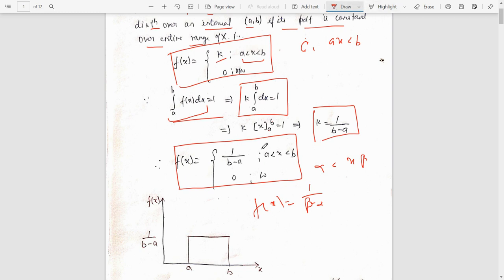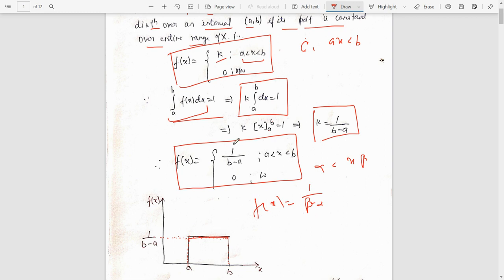And why is this distribution called a rectangular distribution? Because when you plot the graph from a to b, the entire distribution is defined to be this one number, 1 by b minus a. At point a we have this value, and over the whole given limit we have the same value. So when you plot it, you just see a rectangle. That's why it's called a rectangular distribution.